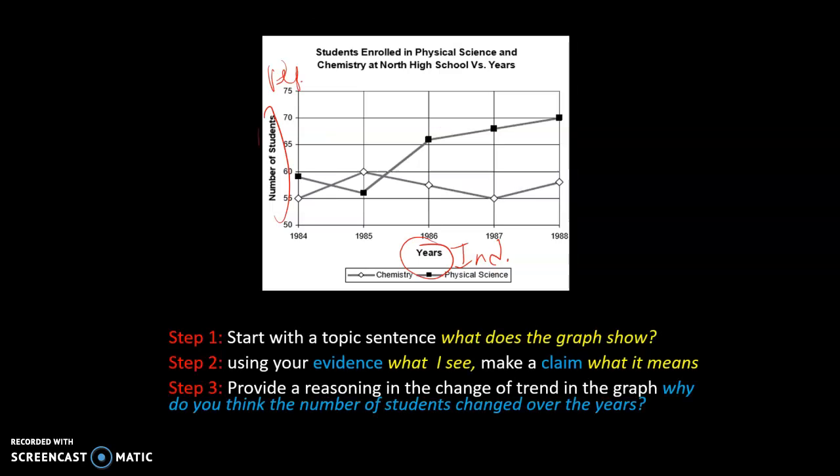Step 1, start with a topic sentence. What does the graph show? Step 2, use your evidence. What I see, make a claim, what it means. Provide a reasoning in the change of the trend in the graph. And why do you think the number of students changed over the years? Pause the video to do this.